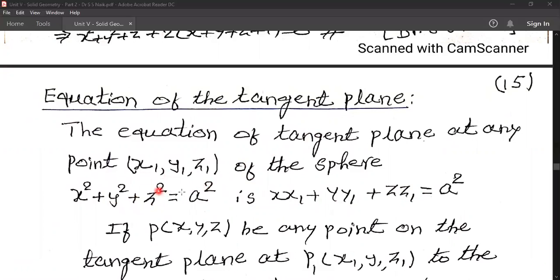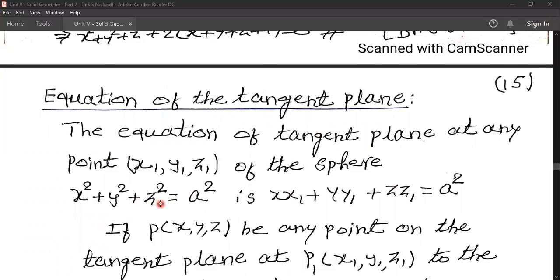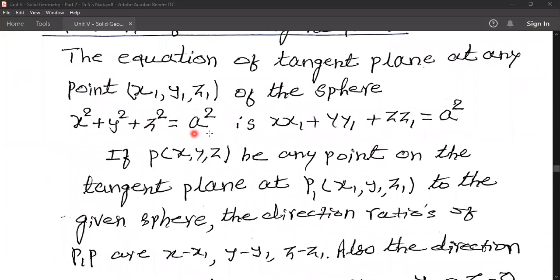So we'll find the tangent plane to this, which is equal to x x1 plus y y1 plus z z1 equal to a square. And the same formula we simplify and apply to the general form of the equation of a sphere. Now this is the standard form, so we want to prove this. If you prove the tangent plane is given as x x1 plus y y1 plus z z1 is equal to a squared, then you can generalize this for the general form of a sphere.